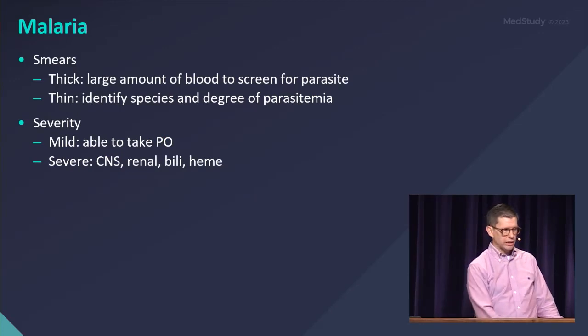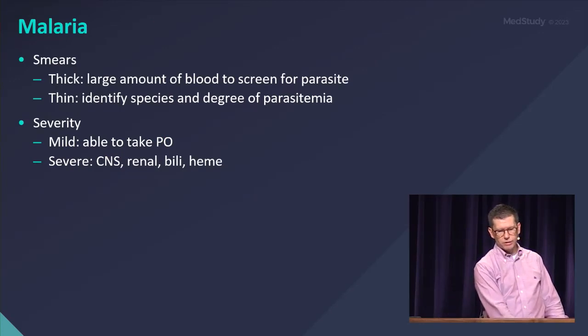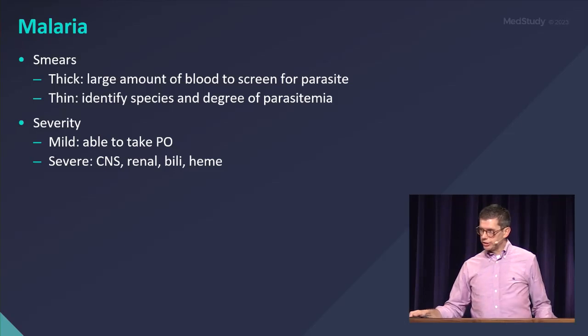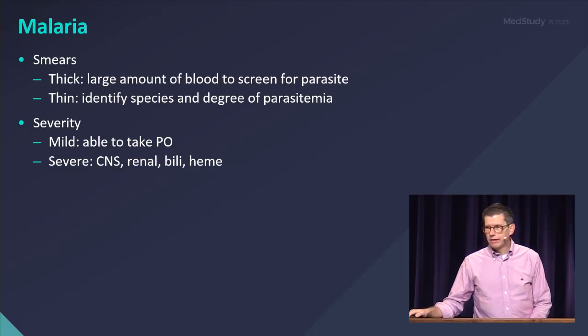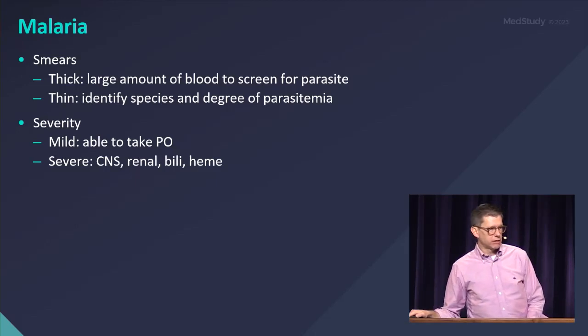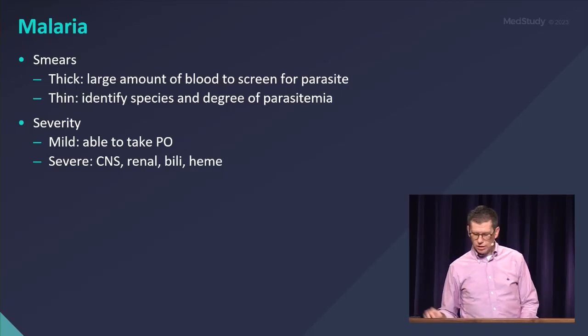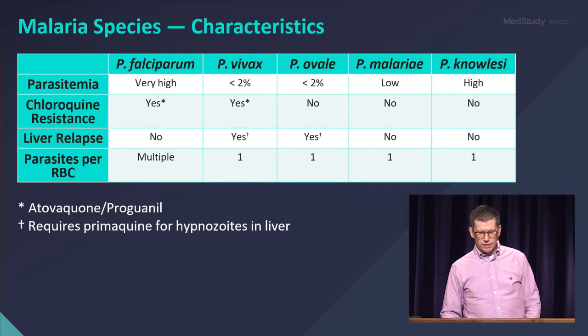So for the smears we do for malaria, there's a thick and thin smear. The thick smear uses a large amount of blood just to screen for the parasite, and the thin will be able to identify the species and also the degree of parasitemia. The severity of illness will determine how we give therapy. Mild, they're usually able to take PO, and severe disease, they're going to have more organ dysfunction, including central nervous system, renal, and heme. The table discriminates between which species do different things.